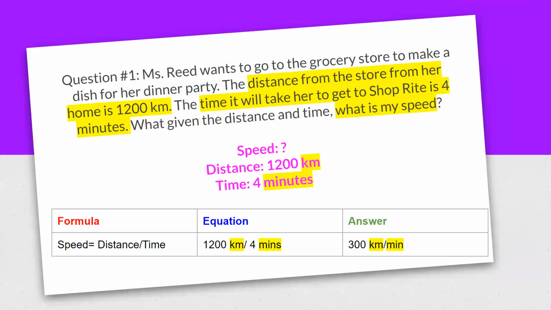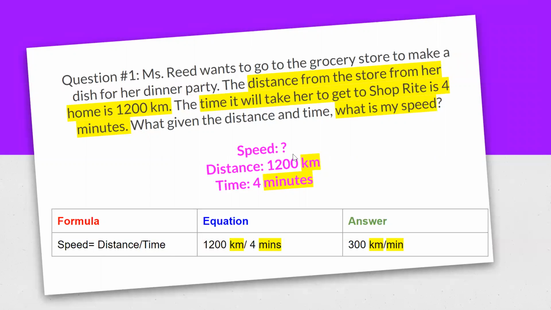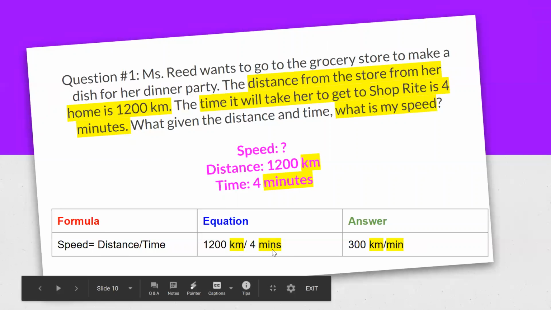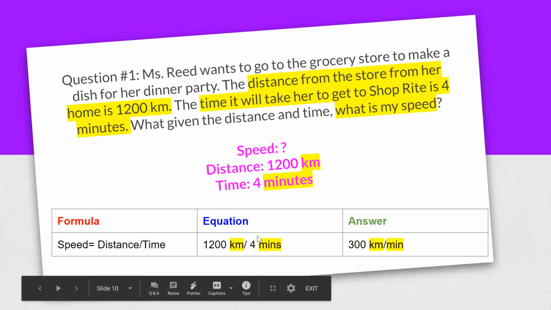Great. So here's where you want to start breaking down to get to your equation. So we know that the formula was speed equals distance divided by time. So right here, distance was 1,200 kilometers and our time was 4 minutes. Ms. Reed, why are you highlighting kilometers and minutes? Those are our units. We're going to carry those everywhere. So while you're doing your work, carry those units. If you forget them, your answer's wrong. Always.